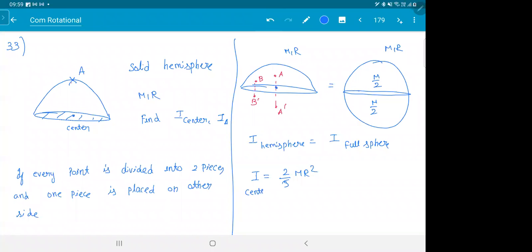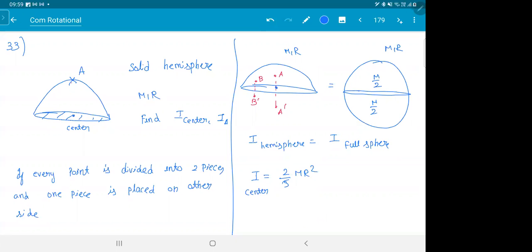So some people think like this, sir, full sphere is 2 by 5, half sphere should be half. But what you're forgetting is, when you make a full sphere, its mass also doubles, 2m. See, if the half sphere's mass is m, the full sphere's mass will be how much? 2m, right? So then what will be the moment of inertia? 2 by 5, 2m r square, and its half. So you'll get the same answer. But this is another way of showing it.